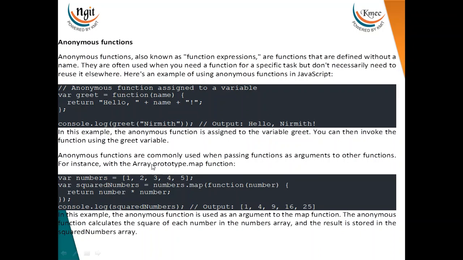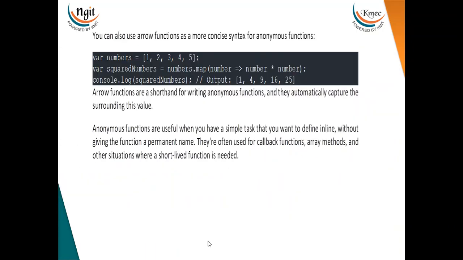Anonymous functions are commonly used when passing functions as arguments to other functions. For instance, that is the array.prototype.map function. Okay, variable numbers. Here I am giving an array to the numbers variable. Variable squared numbers equals numbers.map(function(number)). So it will be returning number times number. So the output will be each element times the same element: 1 times 1, 2 times 2, 3 times 3, 4 times 4, 5 times 5. This is an example which gives the square of each number in the numbers array, and the result will be displayed.